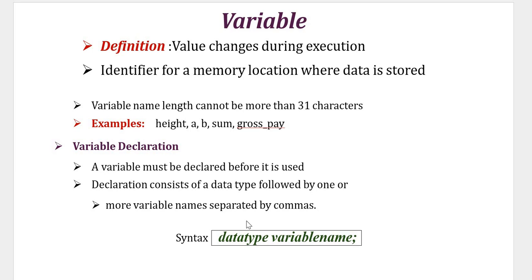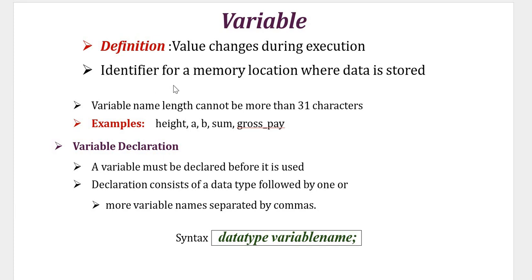In this video, let us discuss variables and data types in C program. So what is a variable? The definition of a variable is a value which changes during the execution. In a C program, as I said, there are two things: constants and variables. With constants, the values will not be changed, whereas with a variable, the value can change during the execution of the C program.